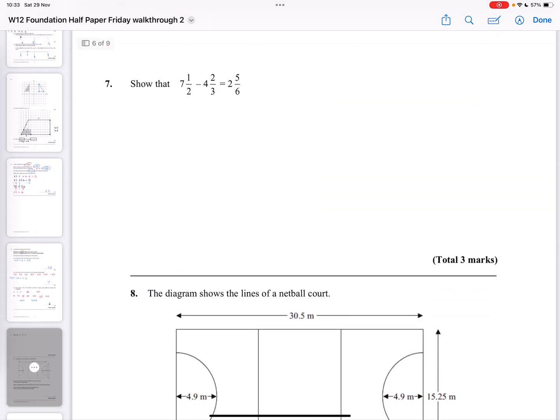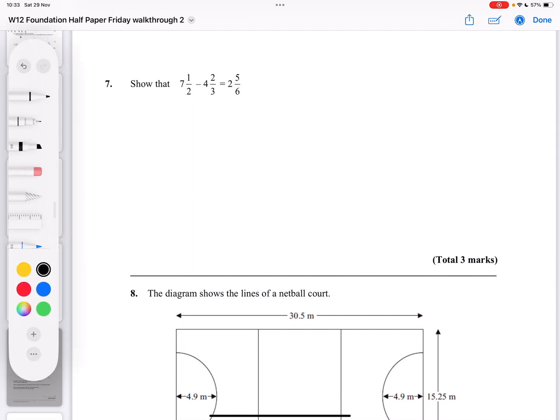Question 7. Show that 7 1/2 minus 4 2/3 equals 2 5/6. So we change each of these mixed numbers into an improper fraction by multiplying 7 by 2 and adding 1 to get our numerator of 15. And then we do 4 times by 3, add 2, which gives me our new numerator of 14. So we've got 15 halves and 14 thirds.